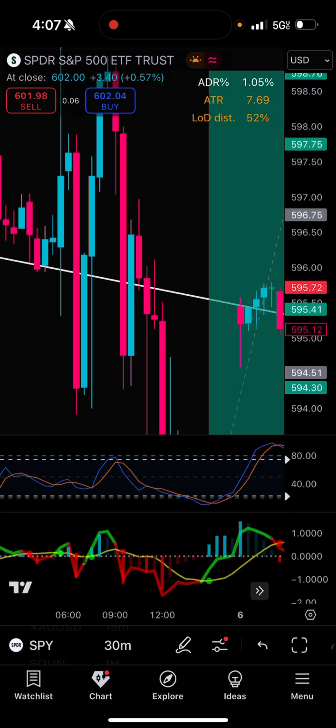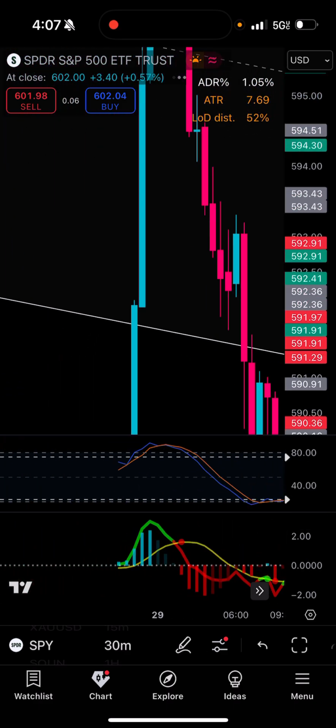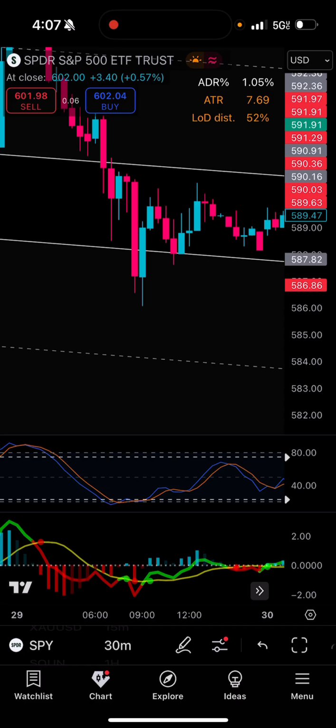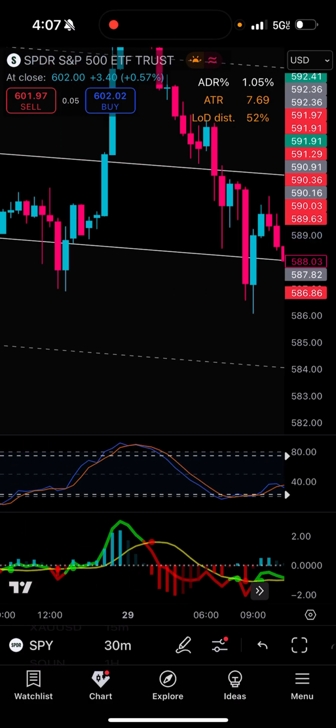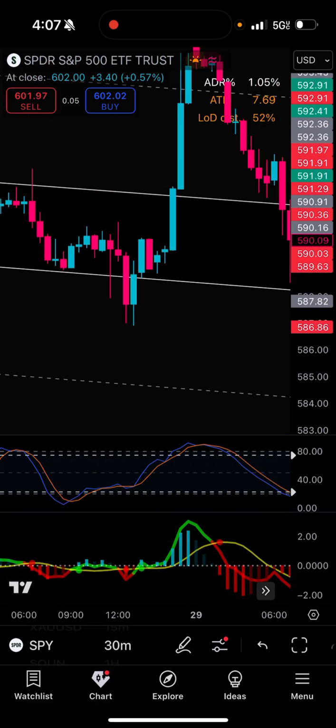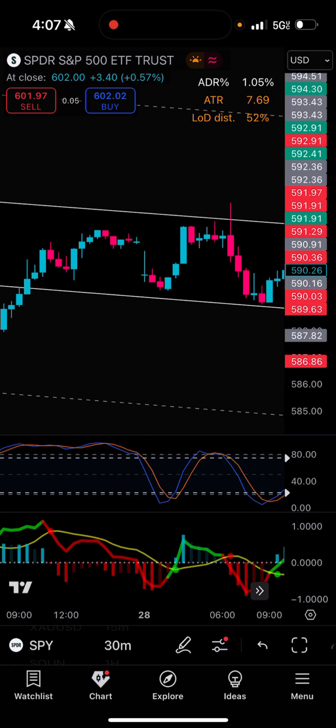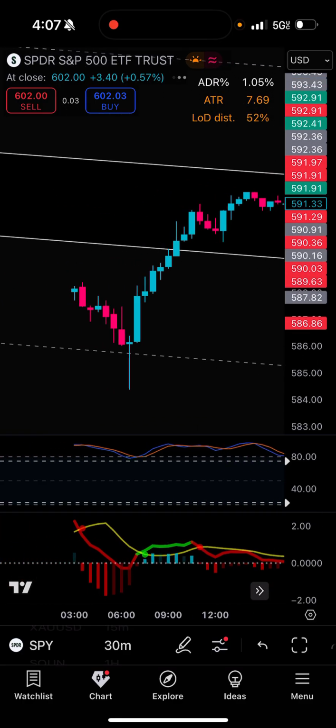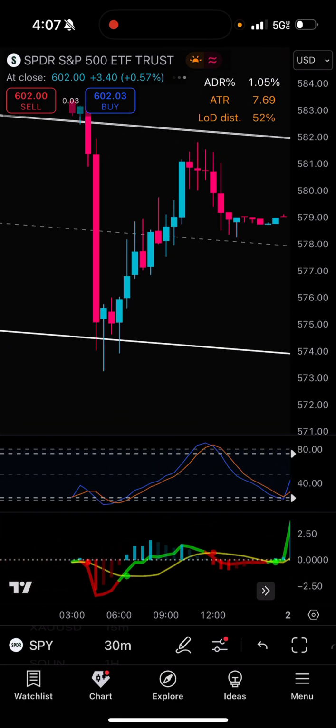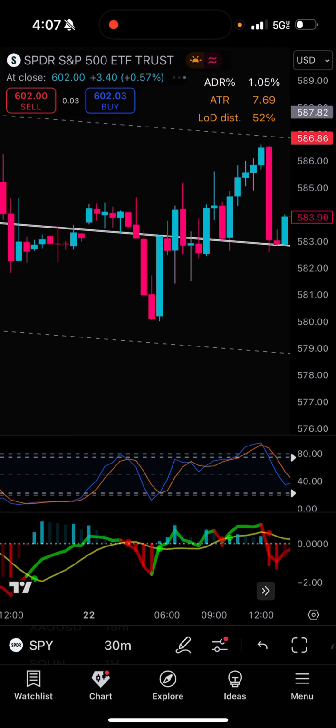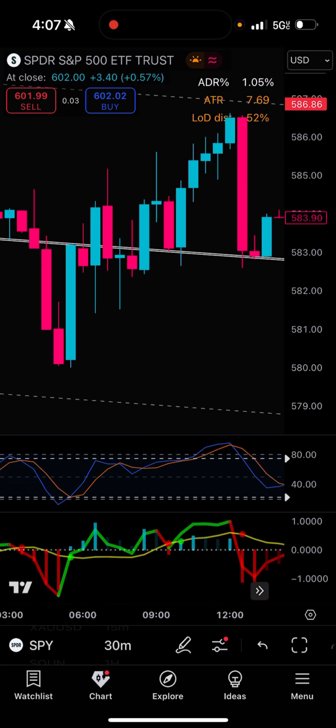I should have probably looked at this before I was going to make a video. Order block, order block, order block. Order block, order block. Perfect. Okay, cool. So here's a perfect order block right here.